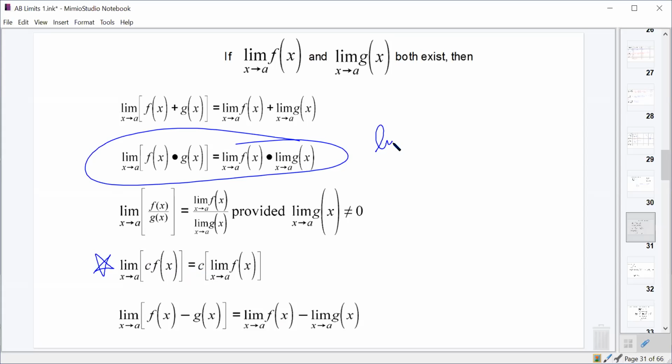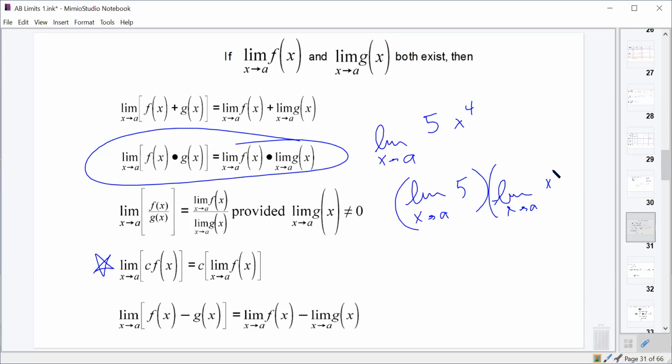Suppose I have something like the limit as x approaches a of 5x to the 4th. Well, I could write that as the limit as x approaches a of 5 times the limit as x approaches a of x to the 4th. True? According to that multiplication rule, 5x to the 4th is 5 times x to the 4th. And what is the limit of a constant? It's just the constant. So that constant can just be pulled straight out and thrown in front of the limit.